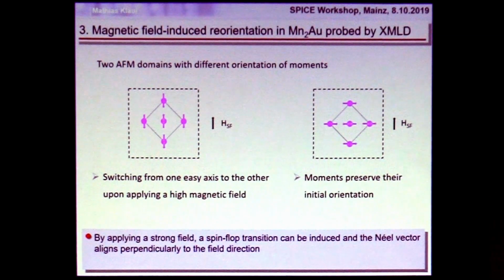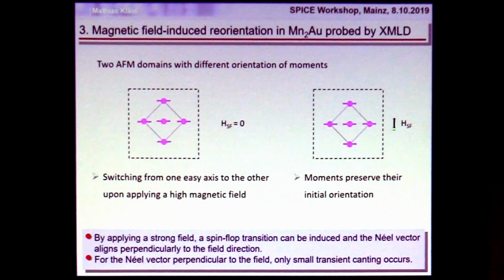So I already said that by applying a strong field, we can actually change the orientation of the magnetization. So if you have an antiferromagnet which is collinear like this one, magnetic moment down, magnetic moment up, magnetic moment down, we apply a strong field, then these can actually cant in a direction which is perpendicular to the applied field, the so-called spin flop. So if I apply a field this direction, the Néel vector will go like that. If I apply a field this direction, the Néel vector will go that.